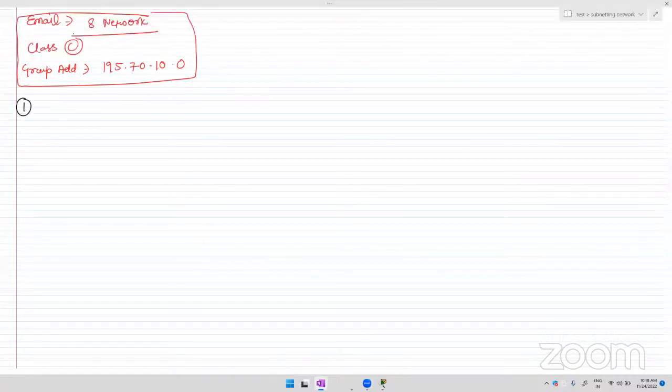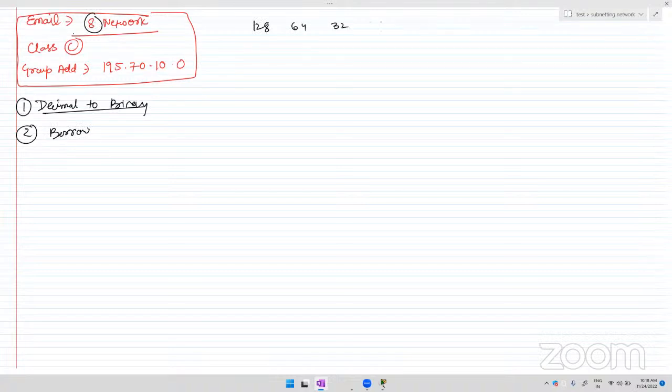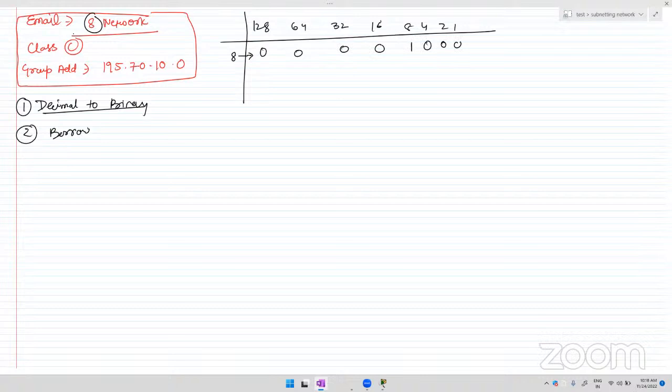First task, which one? Decimal to binary. If you don't want to, no worry, you can skip it and jump to the borrow bit, no issue. So for 8, how to convert? 128, 64, 32, 16, 8, 4, 2, 1. For 8, which bits are on or off? Off, on, 1, off. So borrow bit is how many? Borrow bit is 4. Very good.